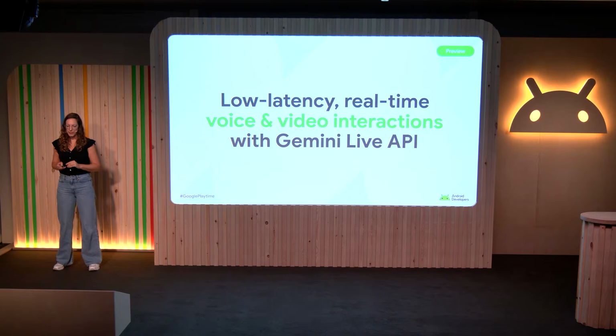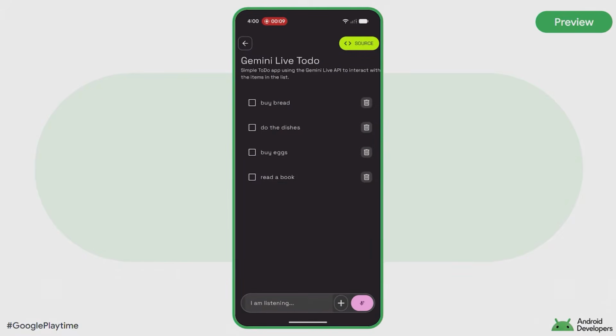Hi there, can you add buy milk to the list and remove read a book? Okay, I have removed read a book and added buy milk to your to-do list. Is there anything else? Yes, can you check off buy bread and buy eggs, please? I have checked off buy bread and buy eggs from the list. Anything else?